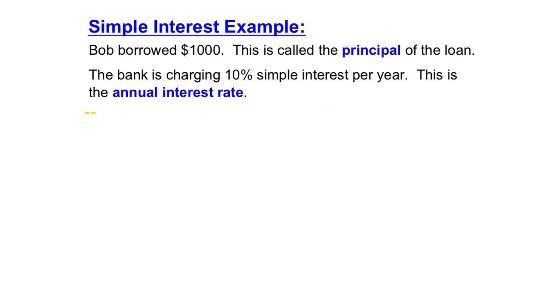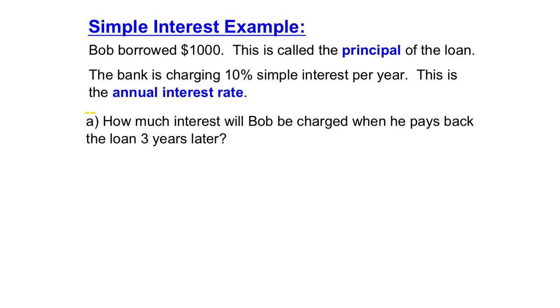So here's my simple interest example. Bob borrowed $1,000. This is called the principal of the loan. The principal is the amount borrowed. The bank is charging 10% simple interest per year. This is the annual interest rate. So there's 2 key words here: principal, that's the amount borrowed, and annual interest rate. That's always a percent. The bank is going to charge a percentage of what you borrowed every year. That's what we call the annual interest rate.